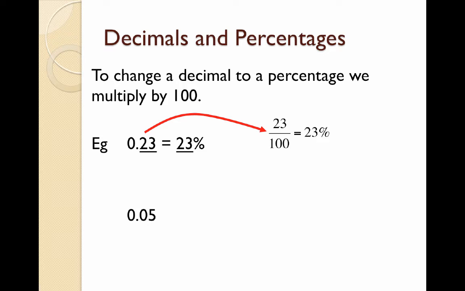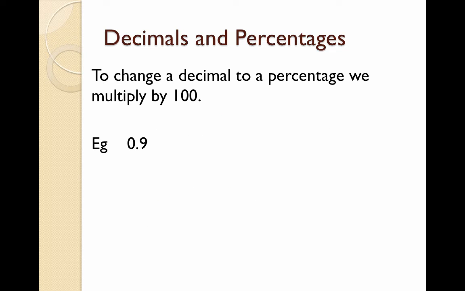The same thing goes with 0.05. That's going to be 5%. Now if we look at the 0.05, you might notice that there's 5s in both of our answers. That 5 is in the hundredths column, meaning that we have 5 out of 100, meaning 5 out of 100 is 5%.